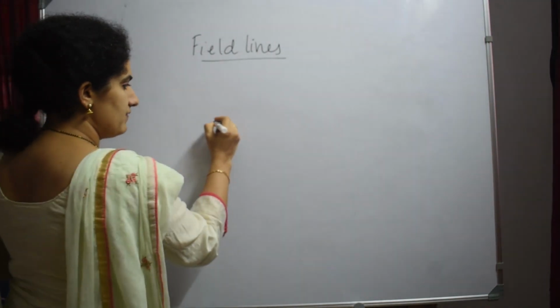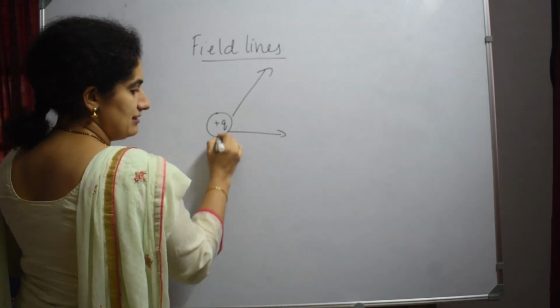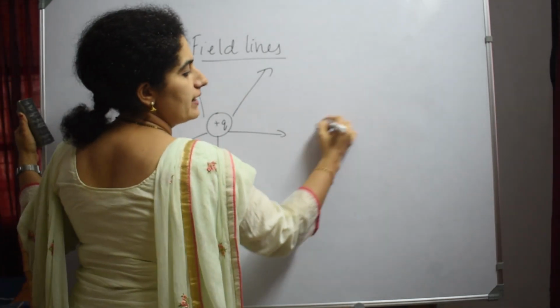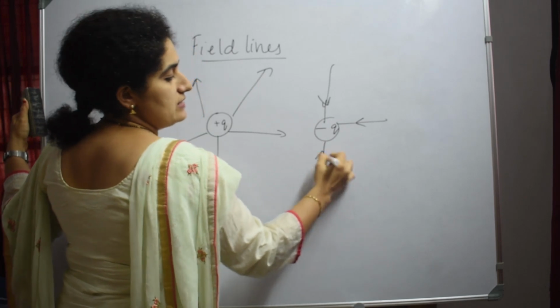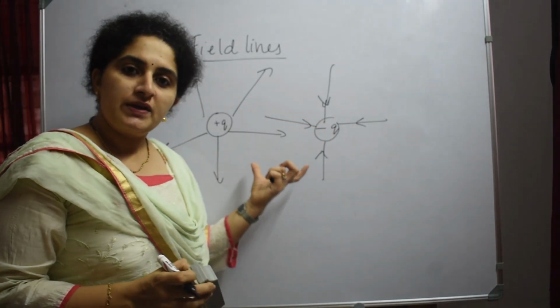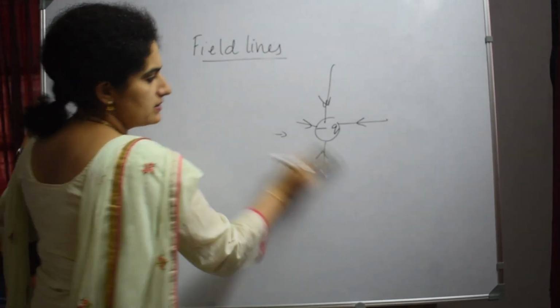If you have any positive charge, field lines are directed outwards, and if it is a negative charge, minus Q, field lines are directed towards itself. So this is how we represent the electric field lines. Now there are some properties of electric field lines.